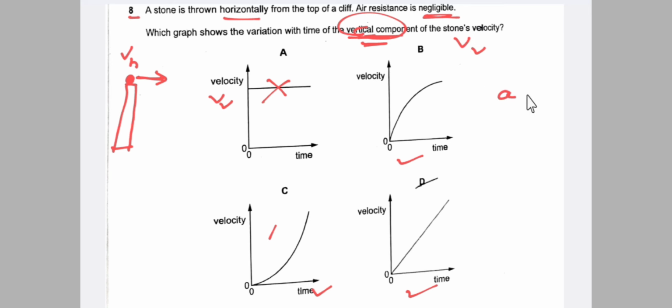Since acceleration is constant, that means the gradient of the velocity-time graph is also constant. So the gradient has to be constant and a straight line, that is in option D. But in option C, we can see that the gradient decreases, so the acceleration decreases. So this statement is wrong. And here the gradient increases, so acceleration increases. This is wrong, because as air resistance is negligible, acceleration is constant, that is 9.81. So in this graph, the acceleration or the gradient is constant.